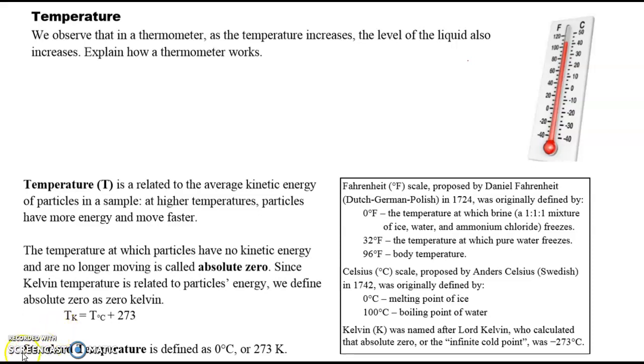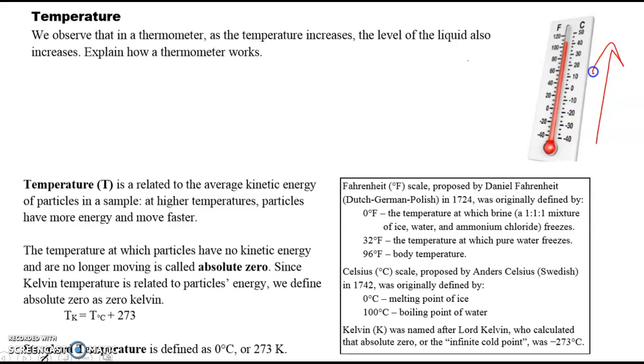So here's a quick, just real quick, making sure that you remember temperature and how it relates to gas laws. But why does a thermometer work in the first place? Well, thermometers used to have mercury in them. Now we have an alcohol-based substance in it. When the temperature increases, that level will go up.